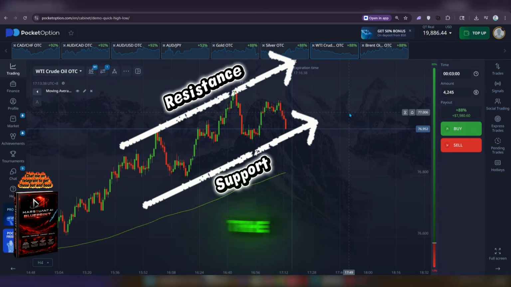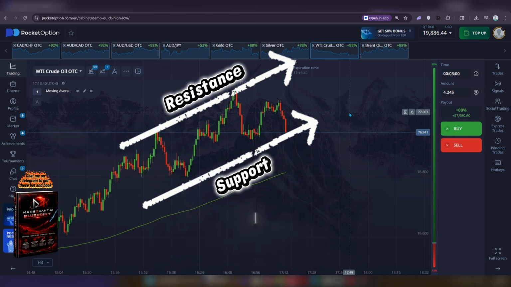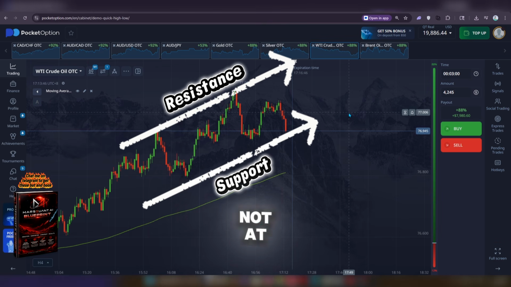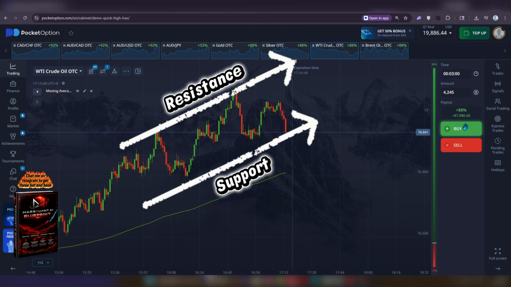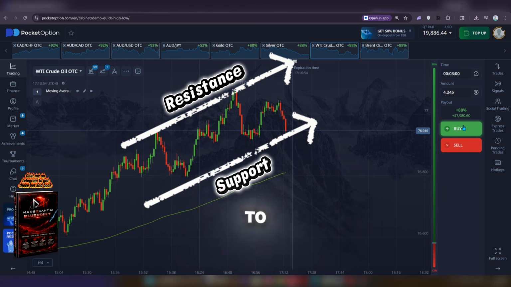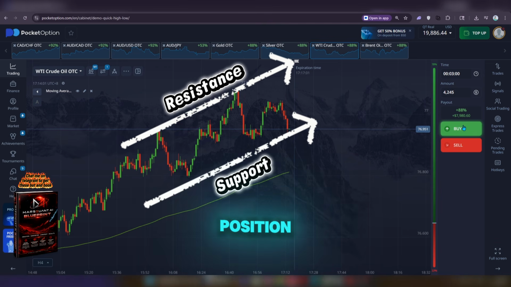Okay, I have marked the key support and resistance zones. I prefer using wider zones rather than single lines because price often reacts within an area, not at one exact level. These zones have caused strong price movements in the past, which means they may become important again when the market returns to them. However, I will not enter a trade immediately just because the price reaches the zone. I still need to wait for a clear confirmation before opening a position.